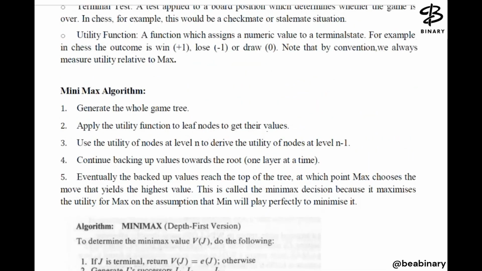So it generates the whole game tree, applies the utility function to leaf nodes to get their values, and according to the utility of the nodes at a level, it derives the utility of the nodes above and continues backing up values towards the root one layer at a time. It works basically on the alternation of maximum and minimum. Eventually, backed up values reach the top of the tree, at which point max chooses the move that yields the highest value. This is called the minimax decision because it maximizes the utility for max on the assumption that min will play perfectly to minimize it.